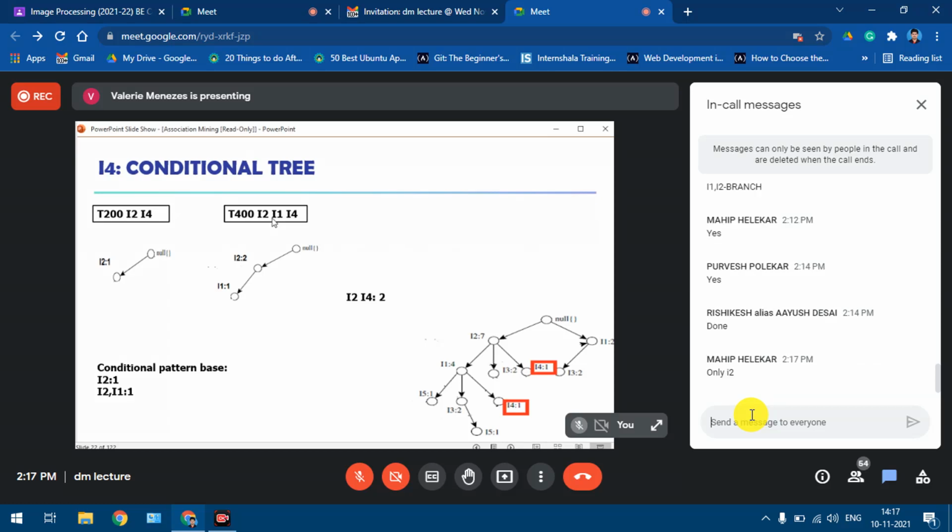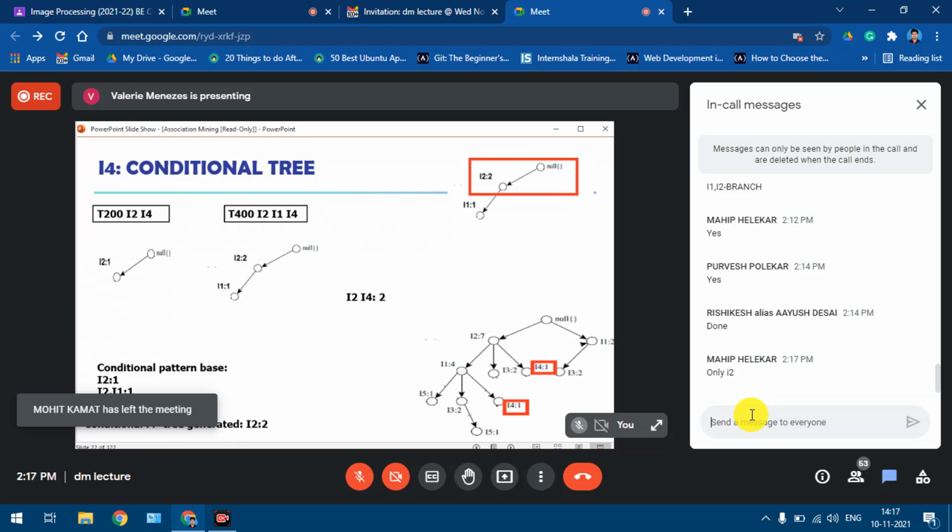No, only I2 is considered because the I2 node has a support count which is greater than or equal to 2, whereas I1 has a support count which is less than the minimum support count. So here, students, only this part of the branch is considered. So we say I2 and we append I4 as the suffix and put the support count. Your conditional FP tree is I2, 2.